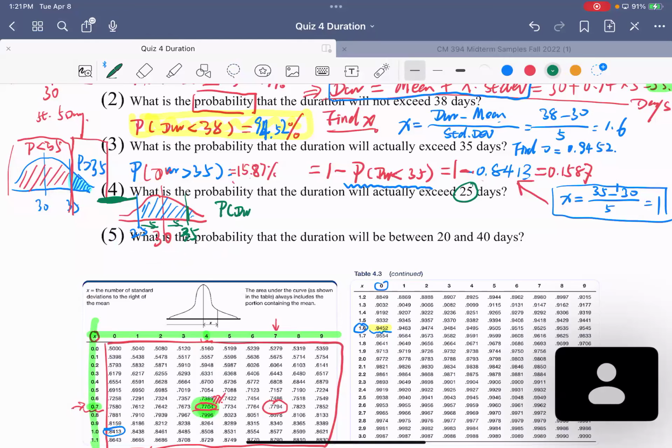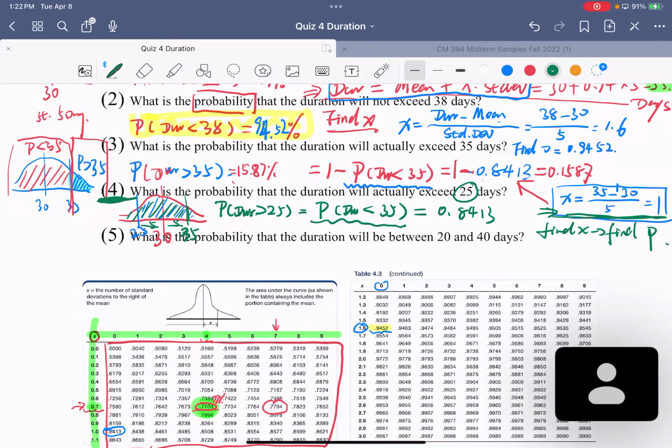So we are looking for the P the duration is more than 25, which is actually equal to the P the duration less than 35. From the drawing, is that the same thing? The 25 blue and the 35 green are the same thing because of the mirror, right? Do we get this one already? We get this one already, equal to 0.184, right? It comes from finding the x, and then finding the p through the table. Now you're getting 18.4 percent. So that is what we're going to do for this one. Very, very easy.